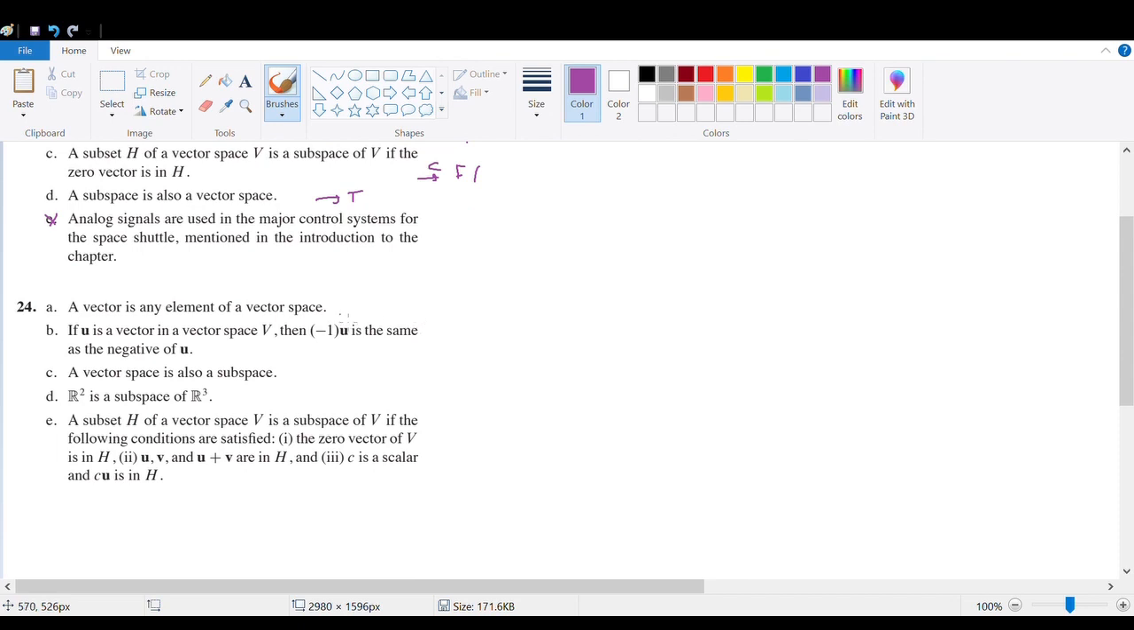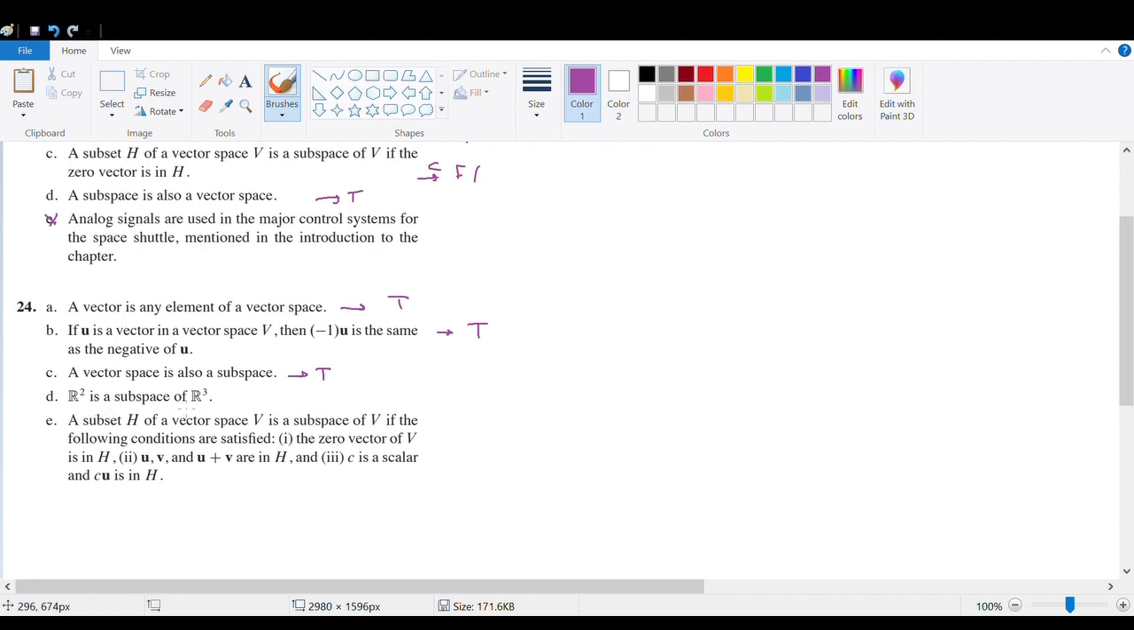In 24, A: a vector is any element of a vector space. This one is true from the definition. Then B: if u is a vector in a vector space V, then -1 multiplied by u is the same as the negative of u. This one is true because the negative of u is -u, and if we have -1 multiplied by u, this will give us -u, so this is true. C: a vector space is also a subspace. This one is true.